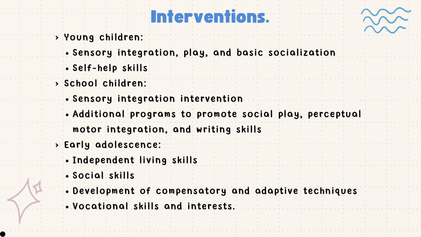The interventions for young children include sensory integration, play, and basic socialization, as well as self-help skills. For school children, there is sensory integration intervention, additional programs to promote social play, perceptual motor integration, and writing skills. For early adolescents, there are independent living skills, social skills, development of compensatory and adaptive techniques, and lastly, vocational skills and interests.